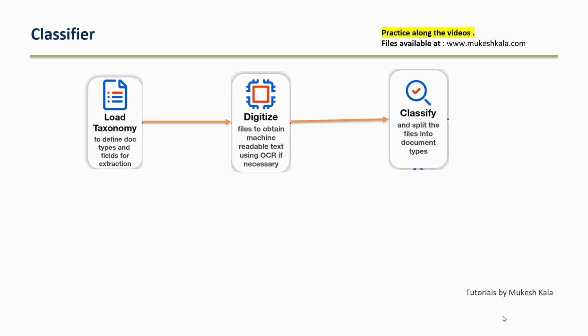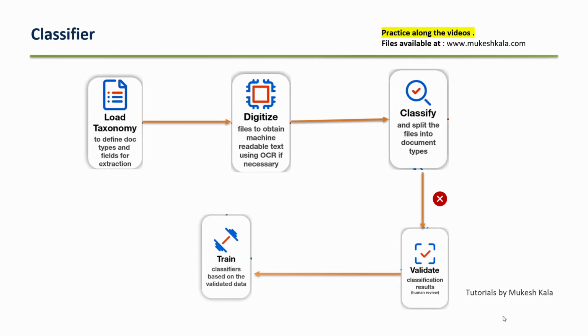But now a question arises. Let's say UiPath is not that confident in classifying the document, what happens then? At that point, there is always a requirement to validate and train the classifiers. And once that training is done, that should go back into the DU cycle.